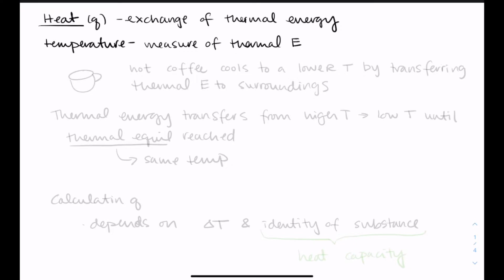If we look at an example, if you had a cup of hot coffee and you put that coffee on the counter and let it cool down all on its own, the coffee cools to a lower temperature. The way that it does this is by transferring thermal energy to the surroundings. So the thermal energy that was contained in the high temperature of the coffee to start is transferred out to the surroundings, and as a result, the coffee goes to a lower temperature.